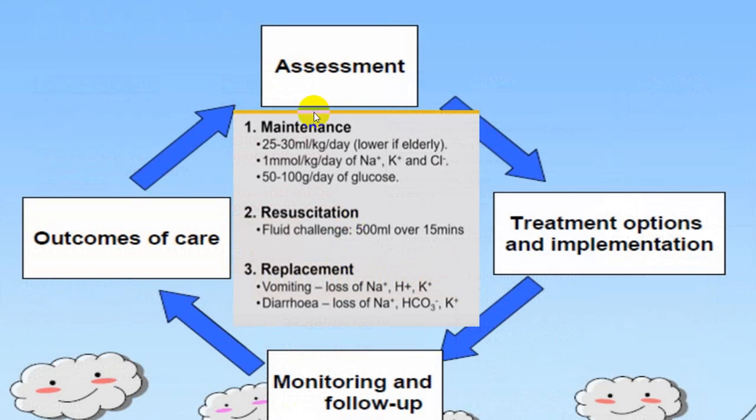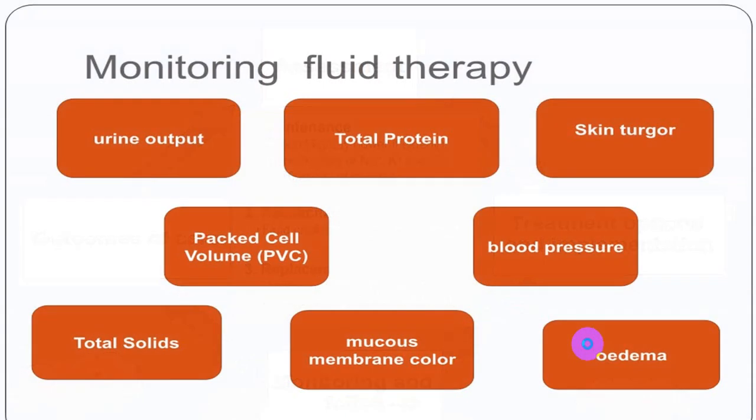So assessment should be done. Then you can decide the treatment options. Monitoring should be done and follow up, and you find out what is the outcome of your treatment part, and then again reassess and decide whether it requires maintenance, resuscitation, or replacement depending upon that.